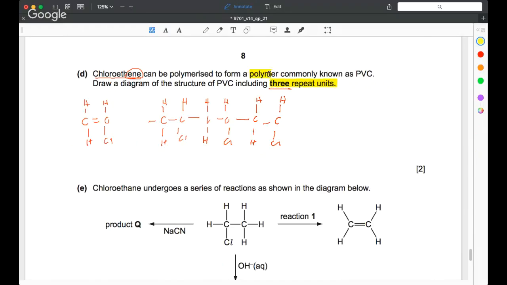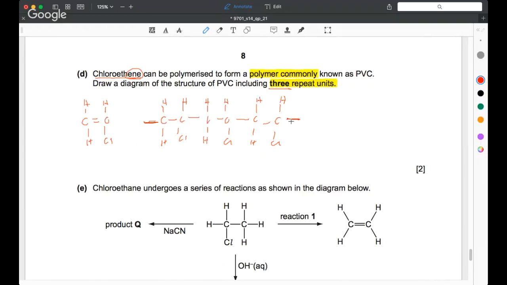Now, the point is that this is a polymer. It's a long chain, all right? Now, we've just drawn 3 repeat units, but actually, if we were wanting to go on, we could draw a 4th repeat unit, and a 5th, and a 6th, and a 7th. So it's really important that you put this bond at the end here to show that this repeating pattern continues. It's a repeating pattern, repeating units. You've drawn 3, but it could go on and on and on.